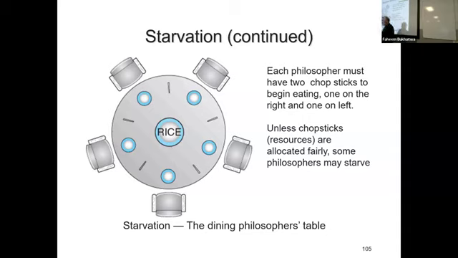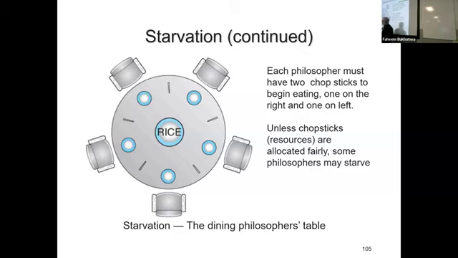Imagine this. They all opened their eyes at the same time. They all extended their right arm and picked up the chopstick on the right. So this guy got that chopstick on the right, this one got this chopstick on the right. Each one of them got the chopstick on the right. And then they go to get the left.